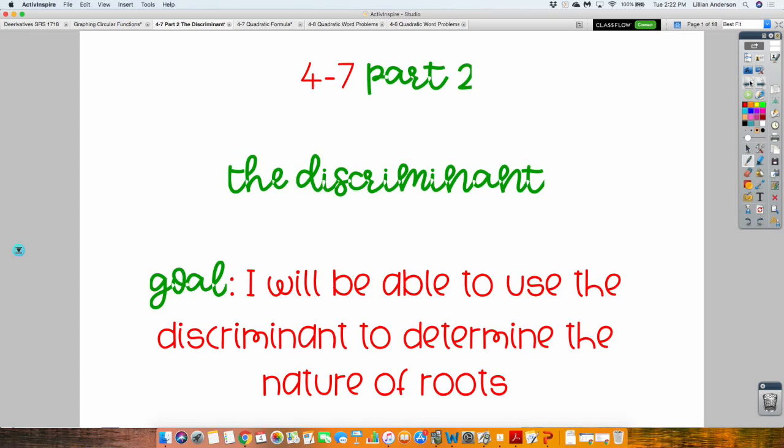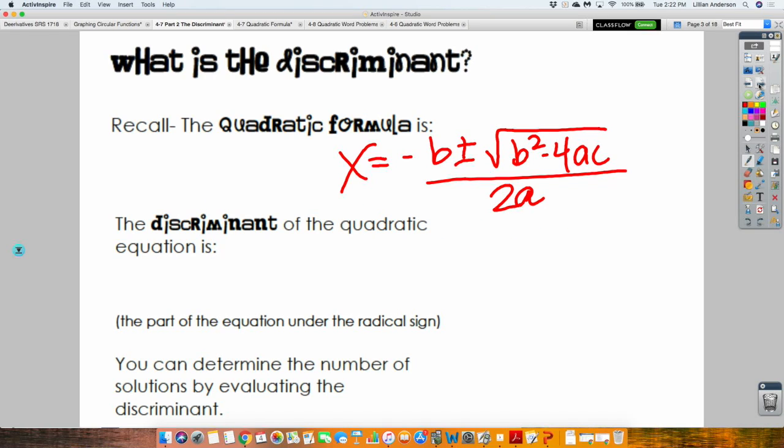The discriminant is going to tell us what type of x-intercepts, what type of solutions, what type of roots we're going to have. So the quadratic formula, we know it's negative b plus or minus square root, b squared minus 4ac all over 2a. The discriminant is the part that is underneath the radical sign, that b squared minus 4ac. That number alone can tell you what type of solutions you're going to have. You're either going to have 2 real roots, 1 real root, or no real roots, and it's all based off of that number, the discriminant.